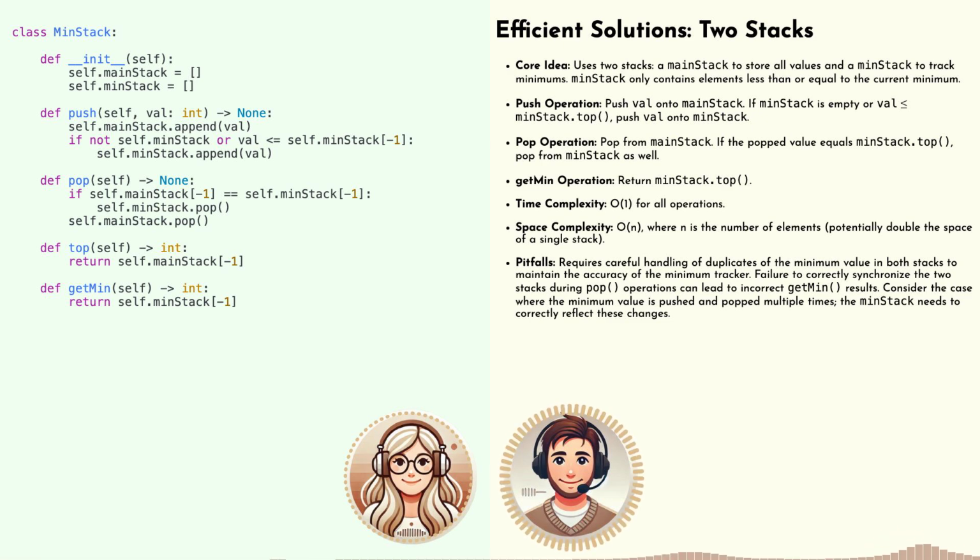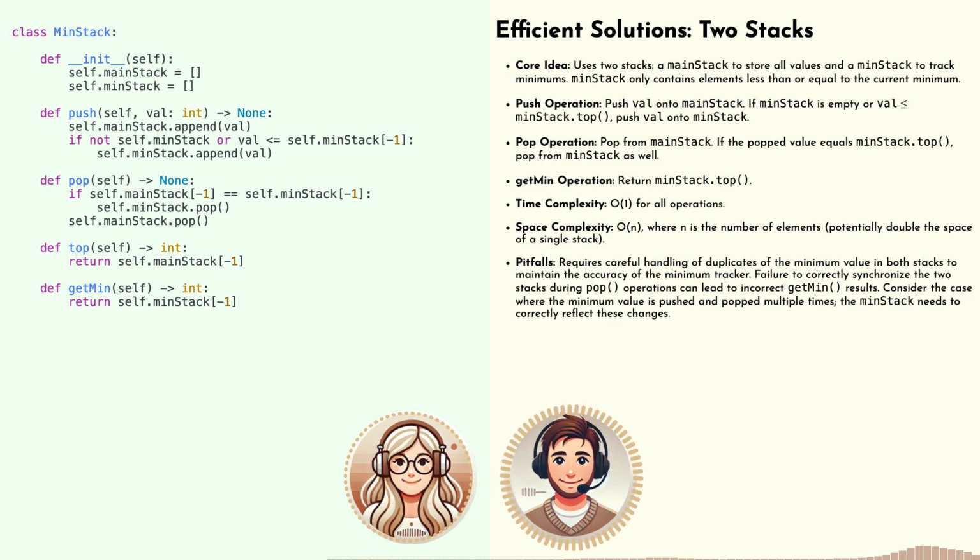So have you considered using two stacks instead of one? Ooh, two stacks. But how would two stacks help us solve this problem? What would each stack be responsible for? So think about it this way. One stack is going to be our main stack. It's going to hold all the elements in the order that they're pushed. And then the other stack is going to be our min stack, which is going to be specifically designed to keep track of the minimum values.